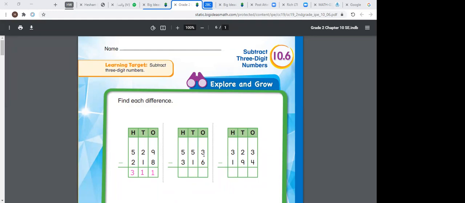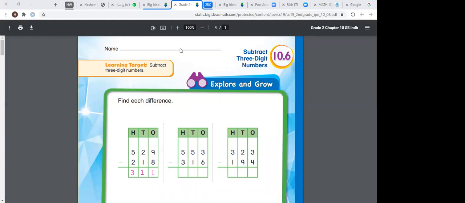Asaf, 553 minus 316. Let's start by ones. 3 minus 6 can be or can't be? Make 3 in your fingers, Asaf, please. Take 6 from this 3. Can you take 6? No, so it can't be. 3 minus 6 can't be.